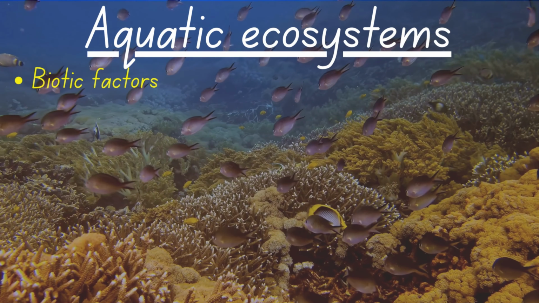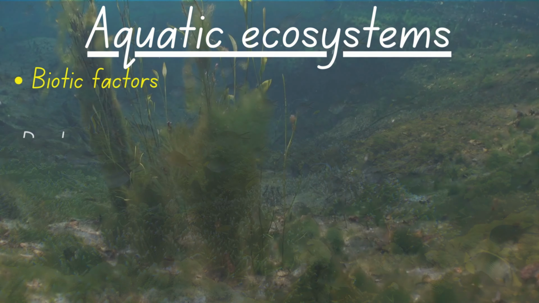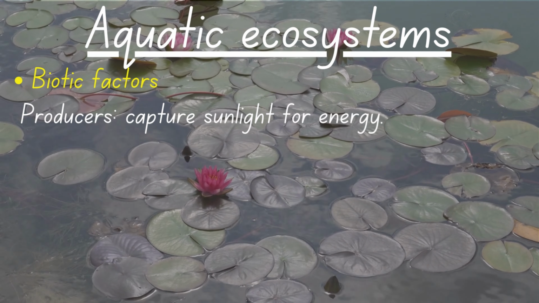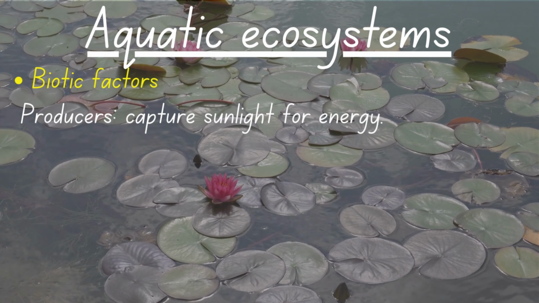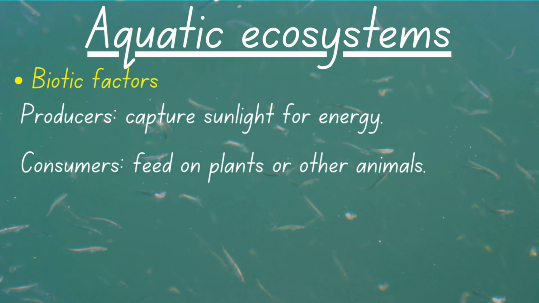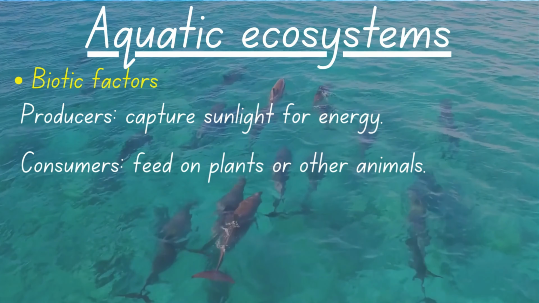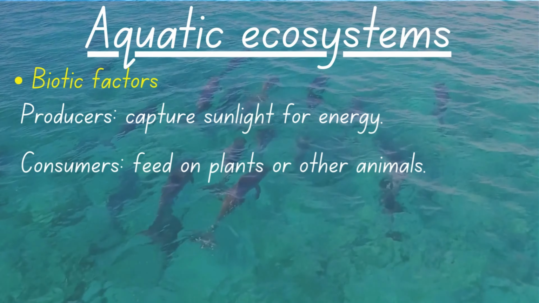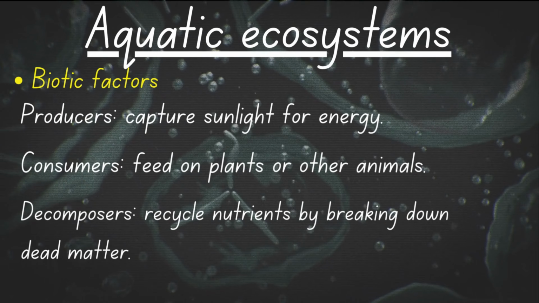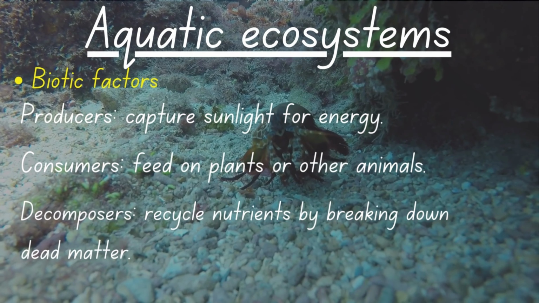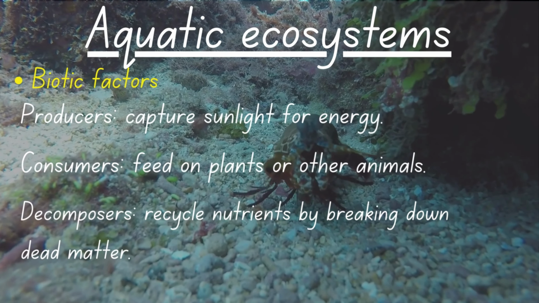Biotic factors include a diverse array of life. Producers like algae and aquatic plants capture sunlight and produce energy through photosynthesis. Consumers range from tiny zooplankton to large fish, amphibians, and mammals that rely on water for food and habitat. Decomposers, including bacteria and fungi, break down dead organic matter, recycling nutrients to sustain new growth.